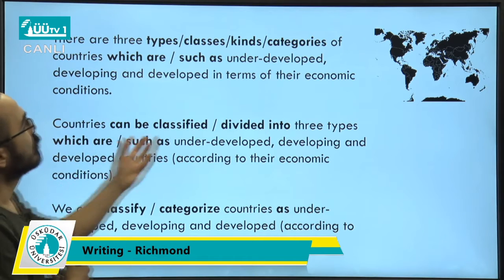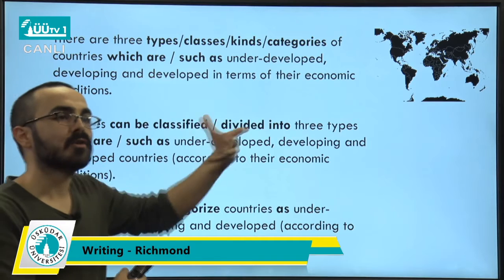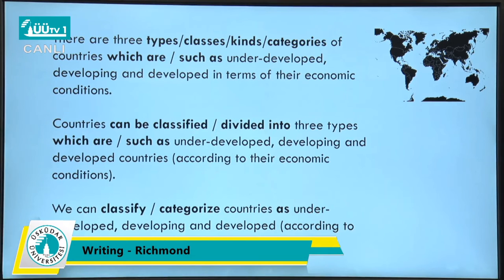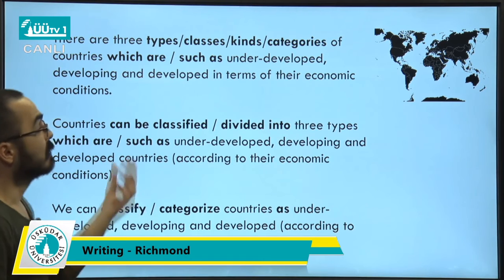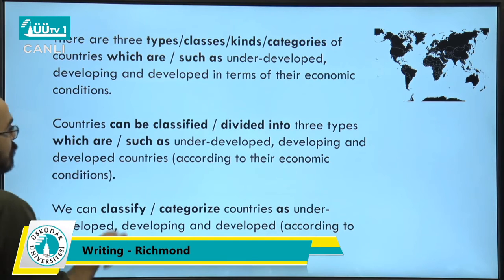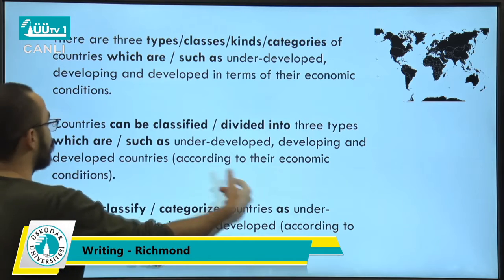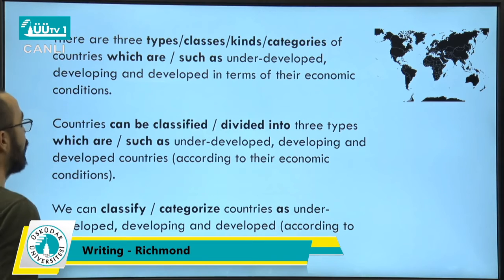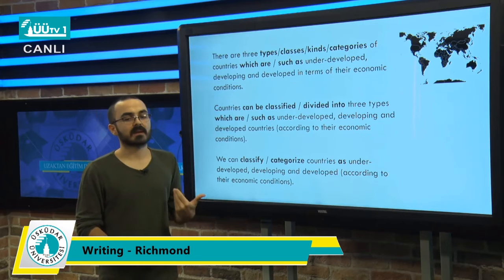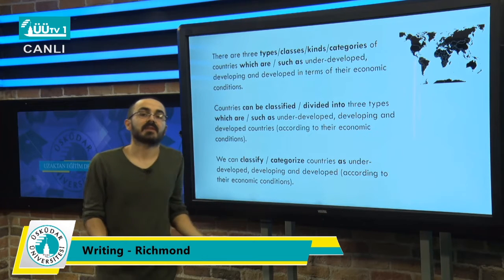And you're giving me the order of this division. Okay, good. Countries can be classified or divided into, right? This is a good way to start your introduction paragraph, actually. Three types, such as underdeveloped, developing, or developed countries according to their economic conditions, right? So can be classified, divided into. These are good signifier words for this, okay? If you don't include this kind of words, you're not making classification at all, actually, all right?